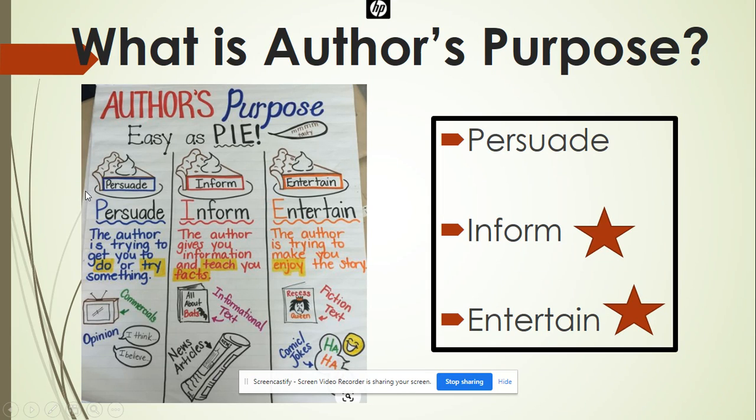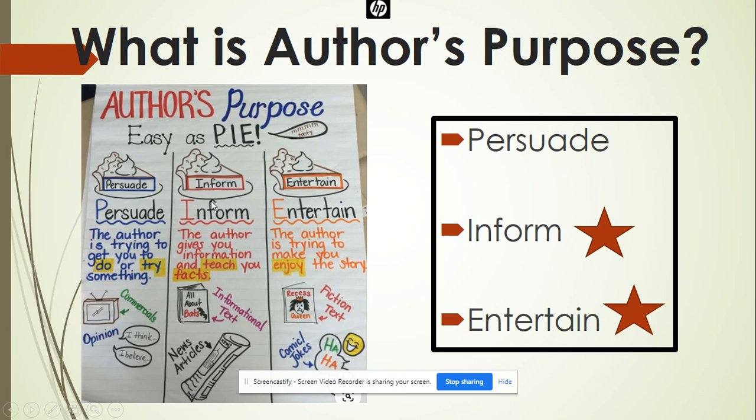When an author's trying to persuade you, the author's trying to get you to try something new, or they want you to think a certain way. For example, they might want you to like something more than another, like they might say that McDonald's is better than Burger King. They're trying to persuade you to think a certain way.